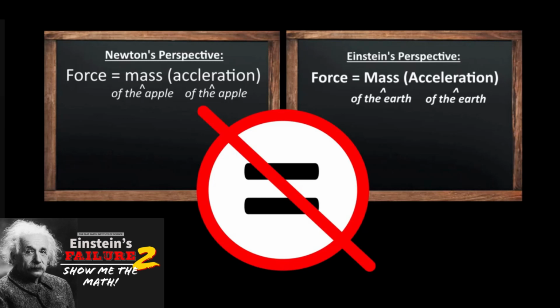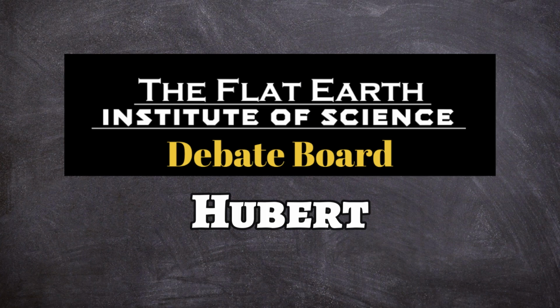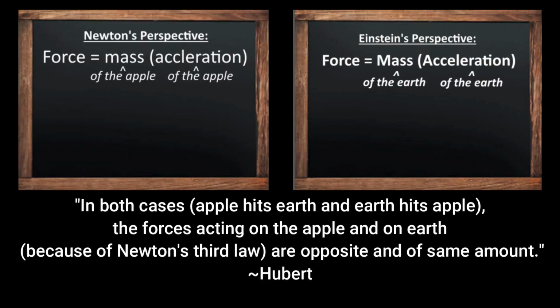Previously, we talked about Einstein's equivalence principle and pointed out how it was obviously wrong because the amount of force is entirely different on both sides. Since then, a debate board member by the name of Hubert had something to say about that. He said he disagrees with me, because in both cases, apple hits the earth and earth hits the apple, the forces acting on the apple and on earth, because of Newton's third law, are opposite and of the same amount.